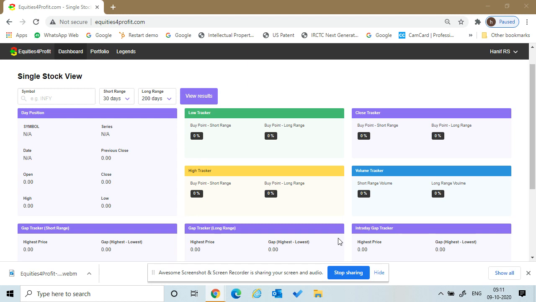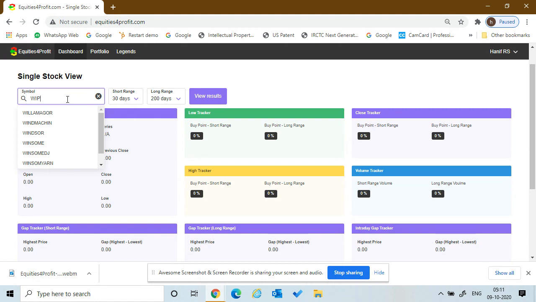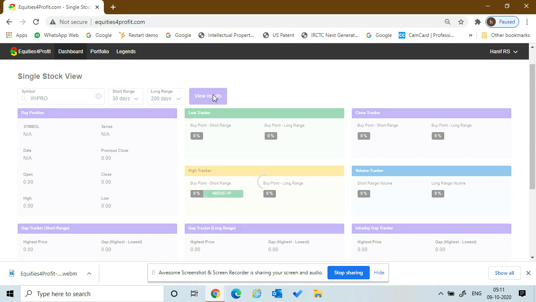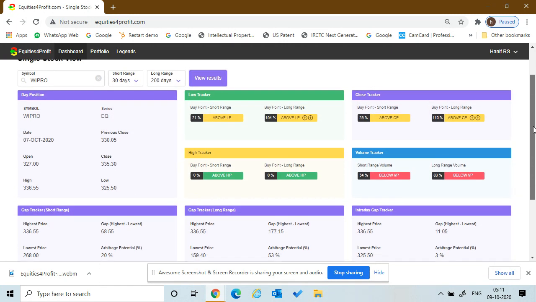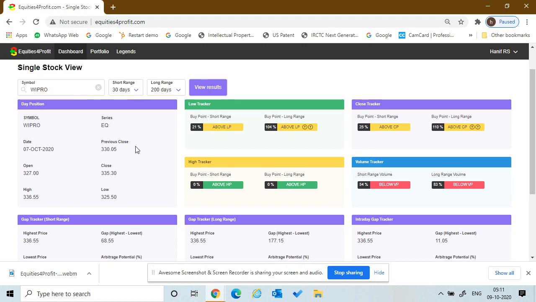Now we want to talk about the stock dashboard, which is a single stock view. Here you can choose any stock, say for example Wipro, and you can view the results. You can see the details of the stock for the last market day. You have a low tracker, the close tracker, a high tracker, and a volume tracker.